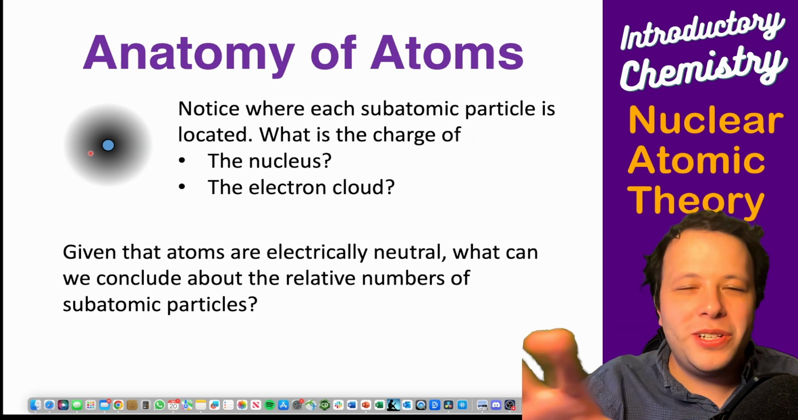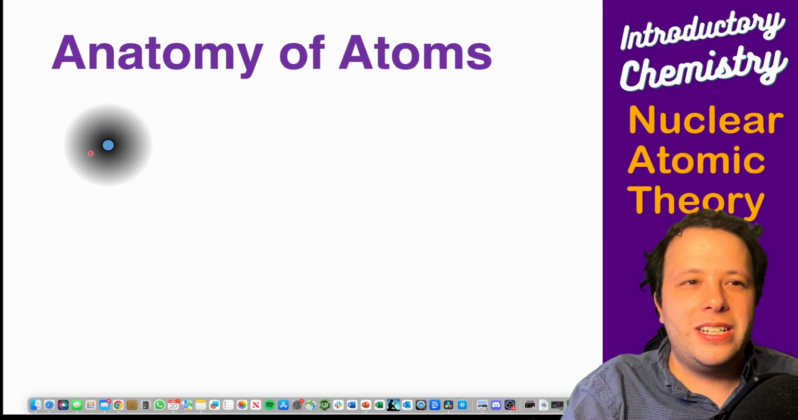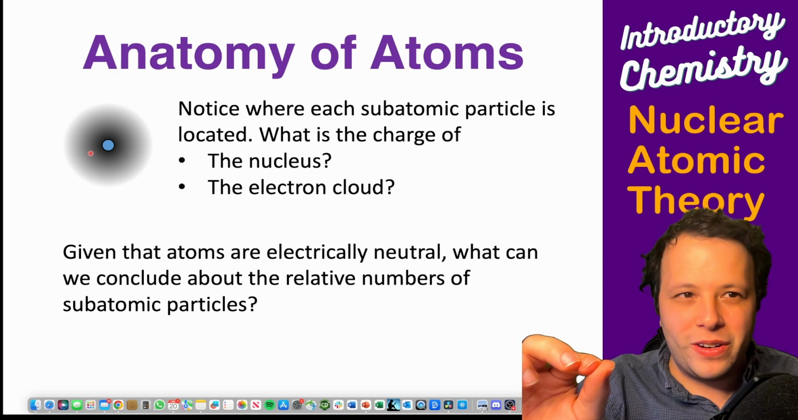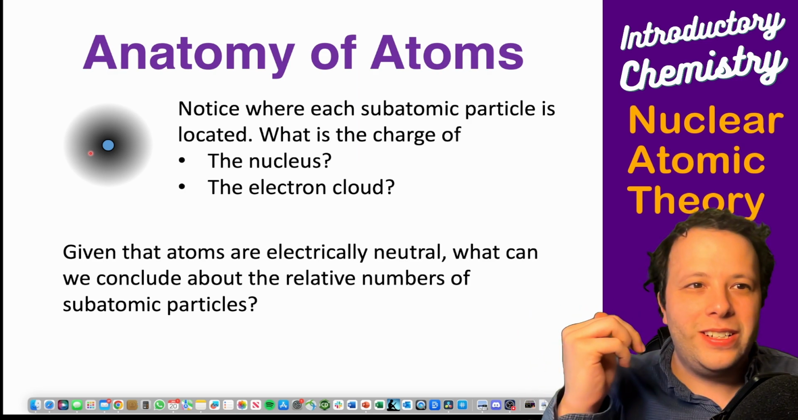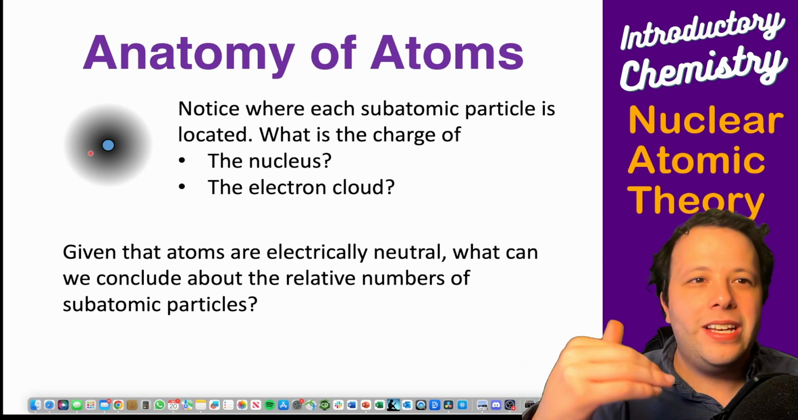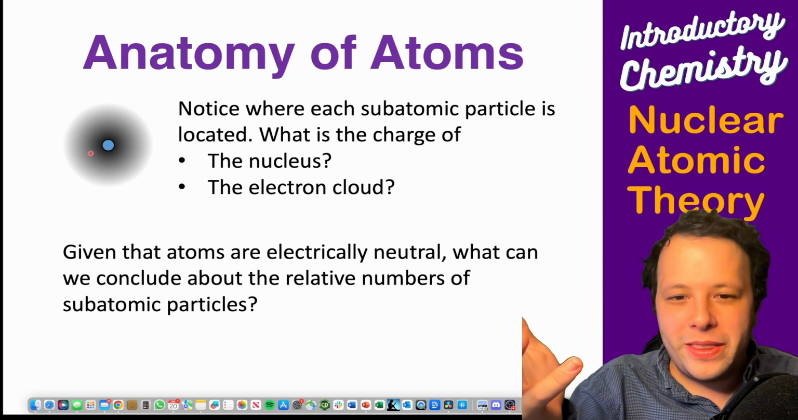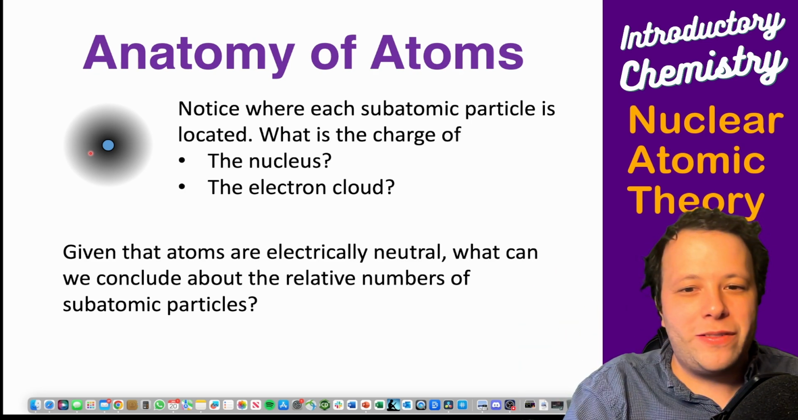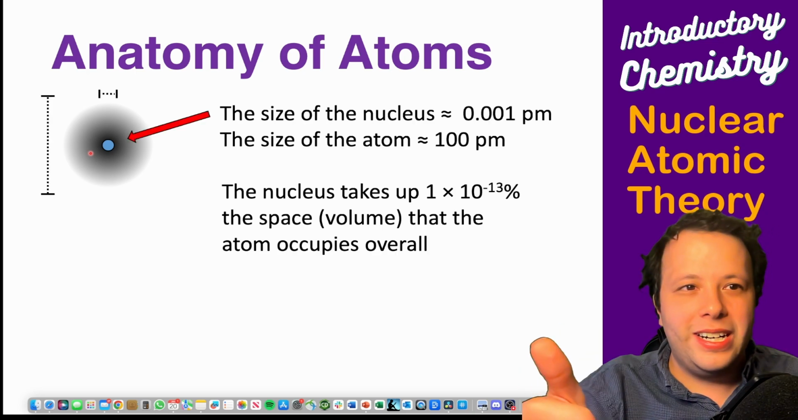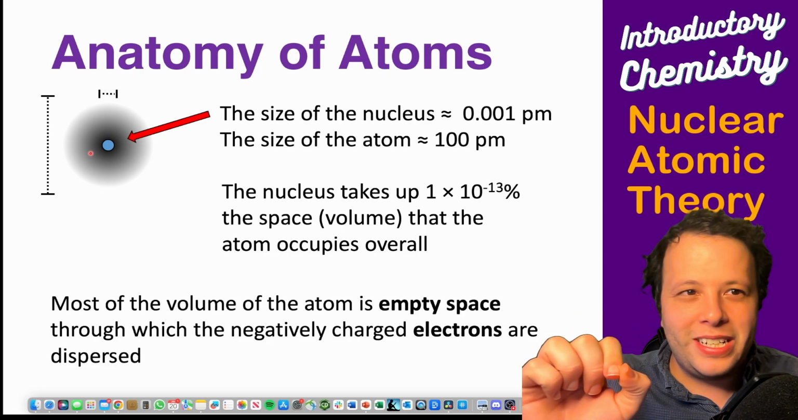So notice where all the subatomic particles are. In the nucleus, we have essentially all of the protons, all of the neutrons, and then the electron cloud is all the negative portions. Overall, everything is negative. Now, what about the rest? What else can we get from all this? Well, the size is very, very tiny. So the nucleus takes up a very, very tiny percentage of it.